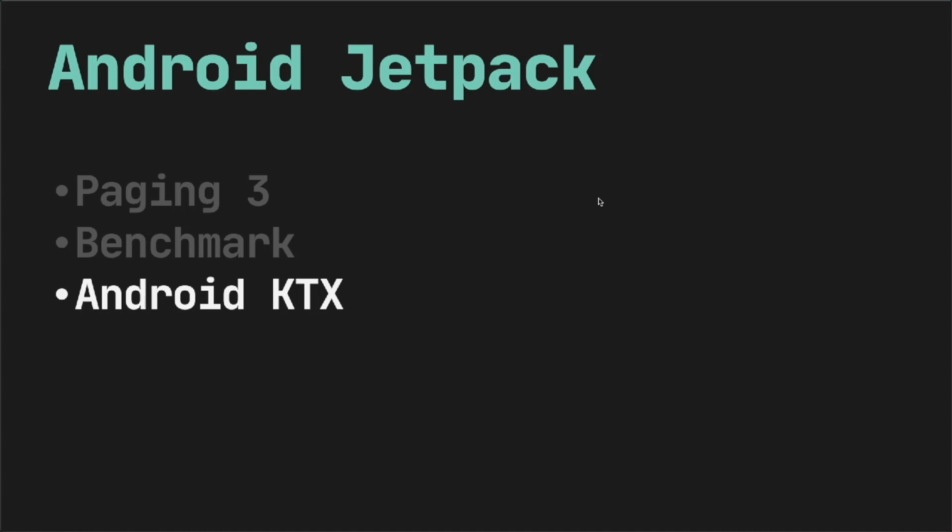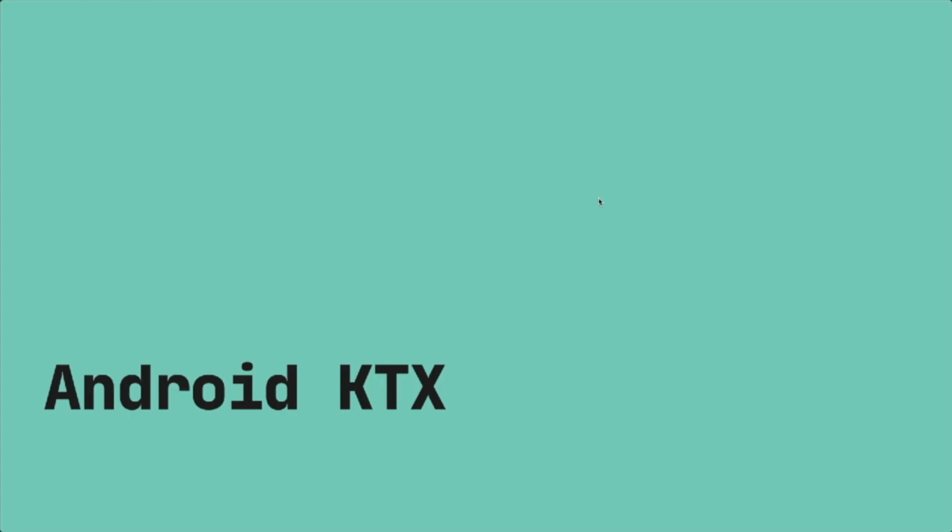And then across the board for all of these Jetpack libraries, we have Android KTX, which is a set of extension functions and properties and wrapper APIs that makes working with Android Jetpack much nicer when you're using Kotlin. And honestly, I feel like this is something that I always forget about or don't check enough, because these functions and APIs are being updated constantly, and there's lots of useful functionality in there. So I want to talk a little bit more about Android KTX.